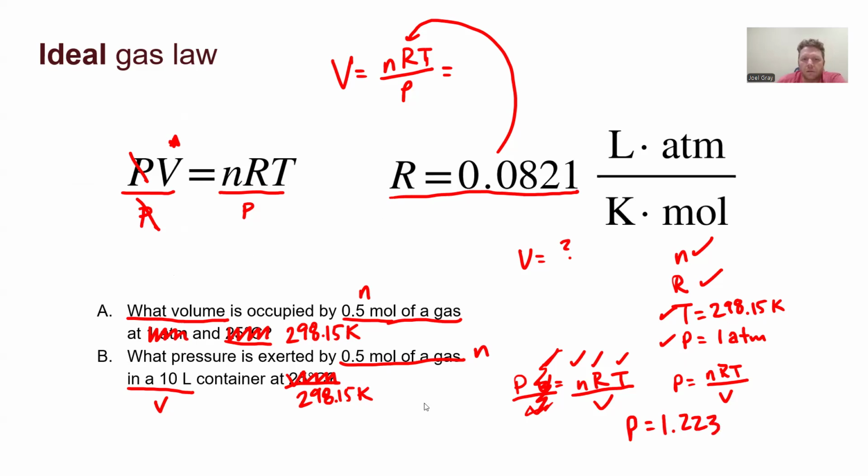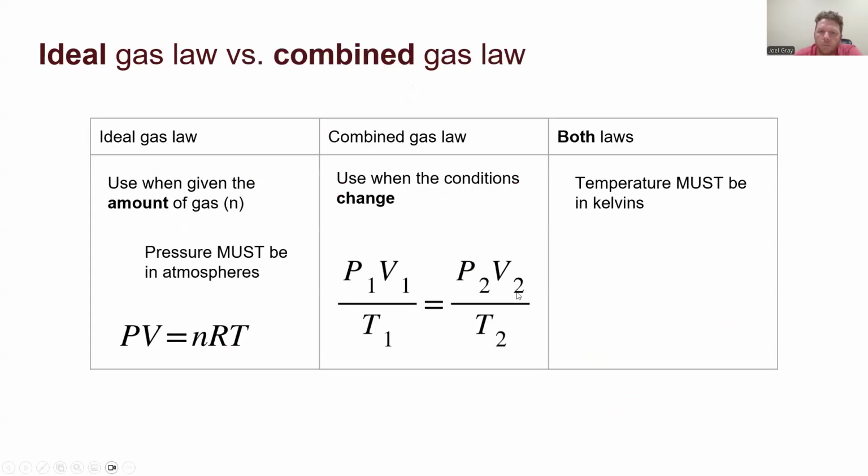So that's the way to solve this sort of ideal gas question. PV equals nRT. Now, the ideal gas law, you are going to use this when you are given the amount of a gas, or when you're asked about the amount of a gas.